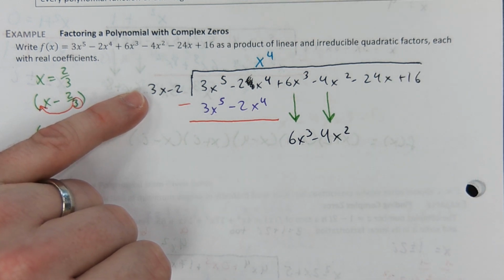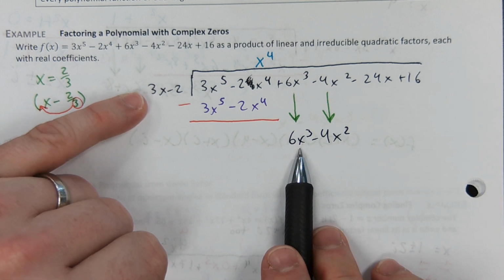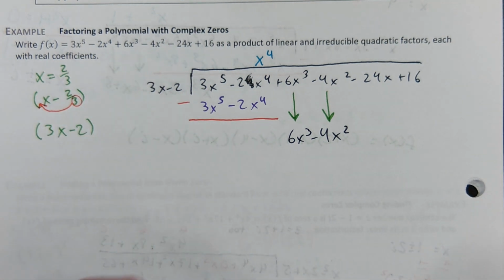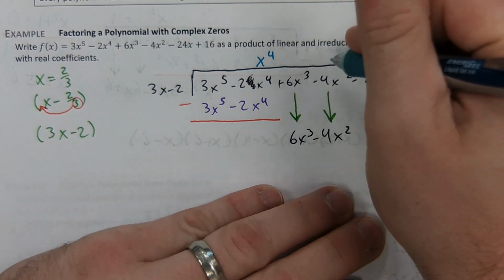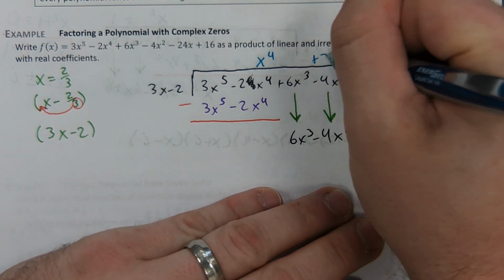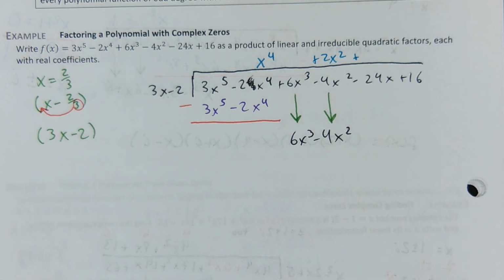Thanks. I need this 3x to become a 6x to the 3rd. 2x will do it. It's 2x squared, right? Earlier, someone said, why is there a gap there? It's because I want my like terms to line up. That's the only reason why.